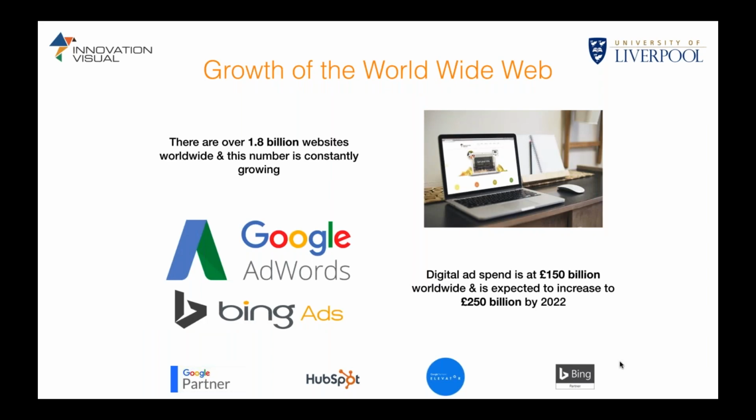Then, of course, you've got the growth of the World Wide Web. There's billions of websites out there at the moment, and this number is constantly growing. There's new websites cropping up all the time. And then what you've probably noticed when you're online is, say you've gone to a company like ASOS and you've been shopping around for something, you'll then be on another website and you'll see an ad with that particular t-shirt that you were looking at the day before. Well, somebody's paying for the privilege to show you that ad. And as you can see there, the amount of money that's being spent on digital ads is astronomical, and it's only set to grow further.